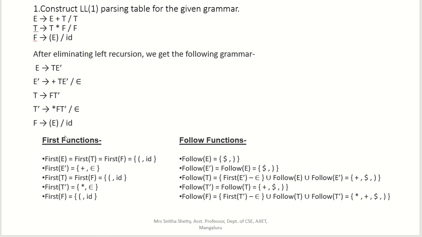Calculate first and follow for the given production. So now you should calculate first of E, first of E dash, first of T, first of T dash, first of F, right? Now, how to calculate first of E? Look at the production. What does E give? E gives T E dash. So what is first of T? T gives F T dash, so first of T is first of F. What is your first of F? That means which terminals F is generating: open bracket, comma, ID. So first of E is open bracket, comma, ID.